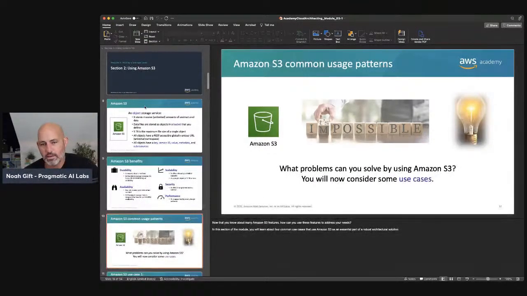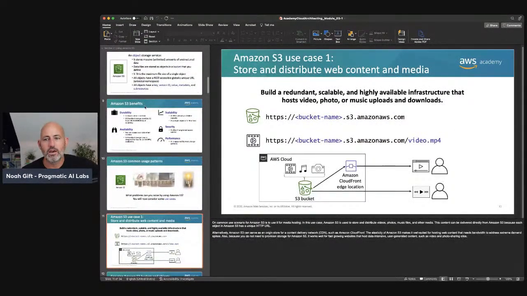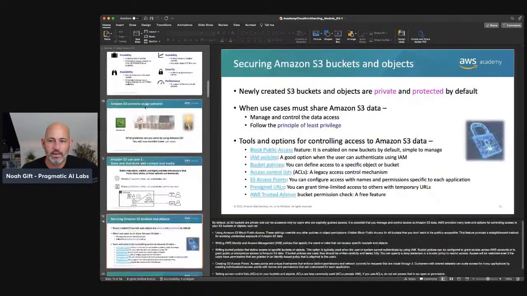So what are some of the common usage patterns here for S3? Well, in a nutshell, I think one of the usage patterns you see is web content and media. I personally use this. I generate static websites and put them out. So that's a great way to use S3.